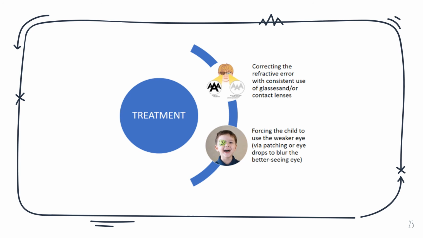There are two kinds of treatment that one can use to correct this problem. First, by correcting the refractive error with consistent use of glasses and or contact lenses. Next, forcing the child to use the weaker eye via patching or eye drops to blur the better seeing eye.